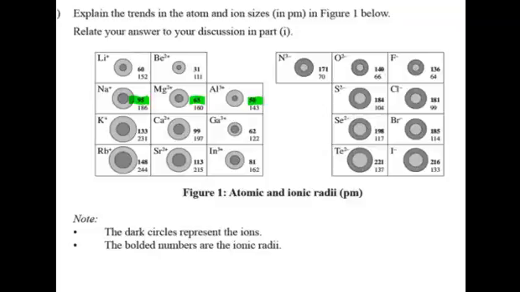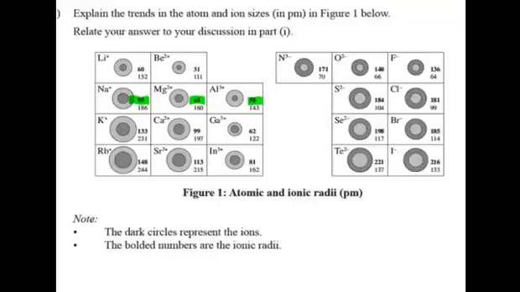So the only thing that's really changing between them is the number of protons. So the nuclear charge has increased, and that means you're going to get a greater electrostatic attraction as you go across. So you would expect the ionic radius to decrease as you go across. So you need to explain that. You need to specify that they've got the same number of electrons, and the only thing that's really changing is the number of protons and nuclear charge, which obviously affects the electrostatic attraction.